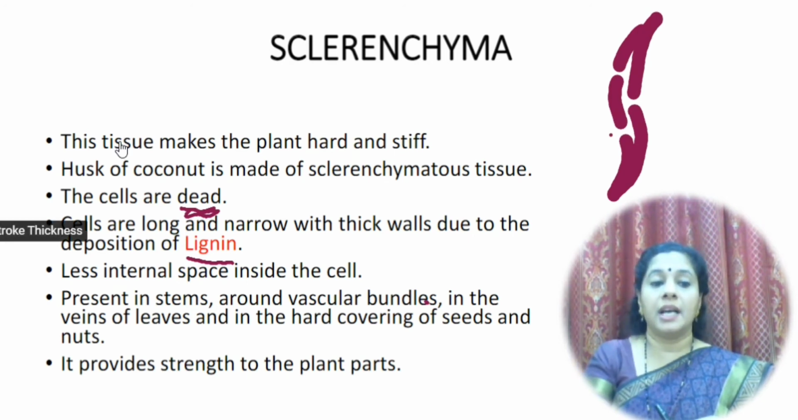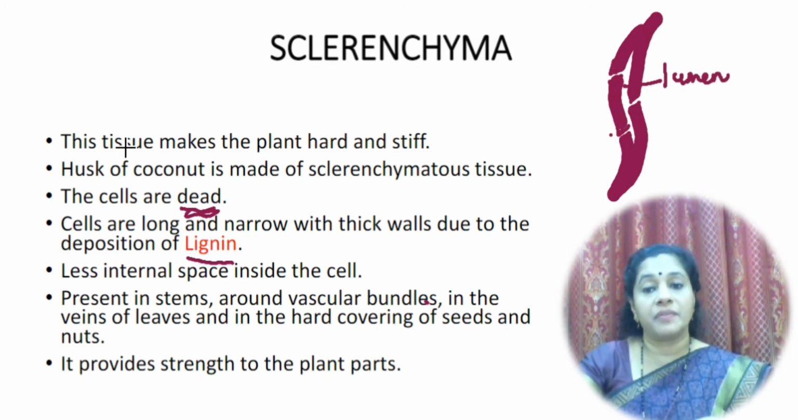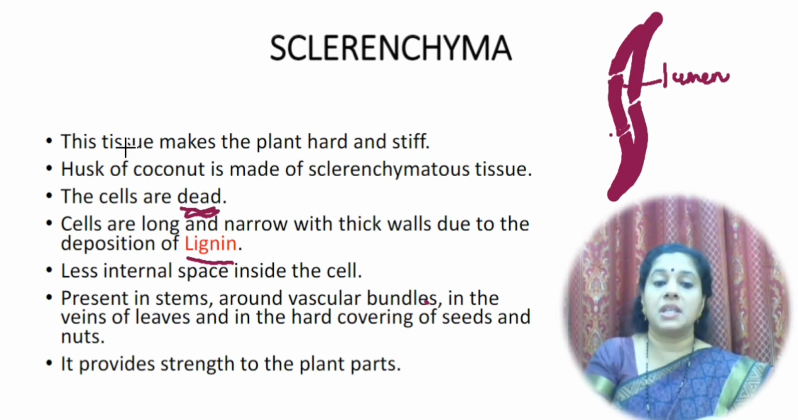So their narrow lumen they have, because inside there is less space because of this thickening. Okay, so this is the border where they have narrow channels or pits through which the transport can occur. Here is the lumen. Lumen means the inner space, which is very narrow due to the deposition of this thick wall, and this thick deposition is due to a chemical called lignin.